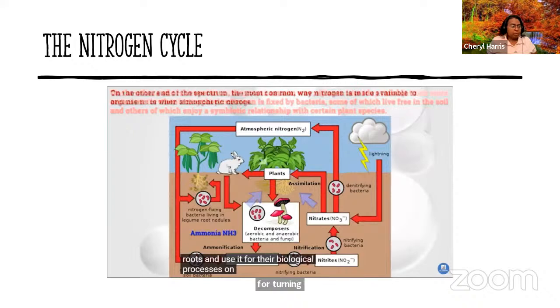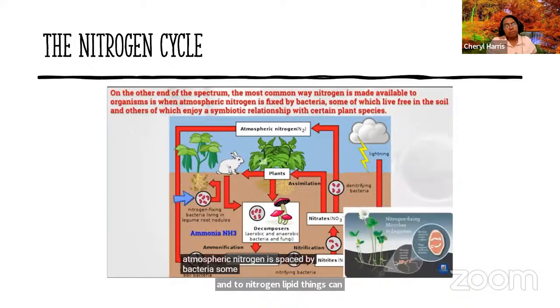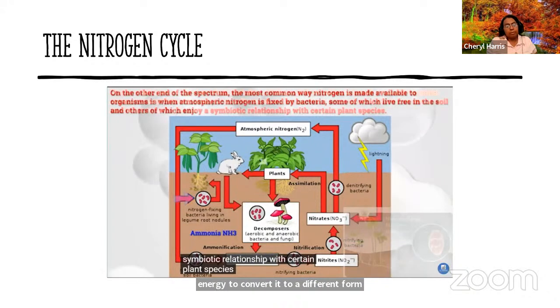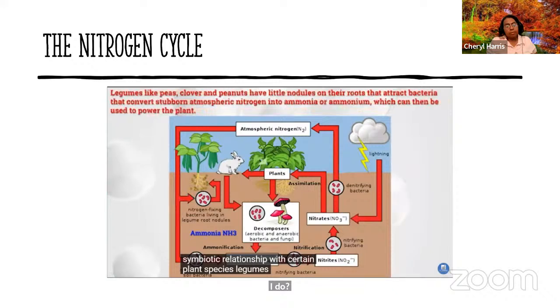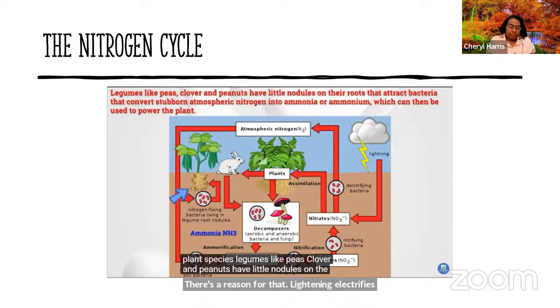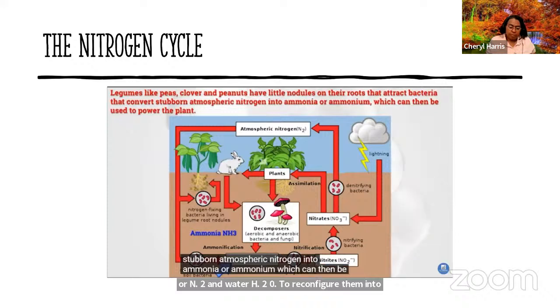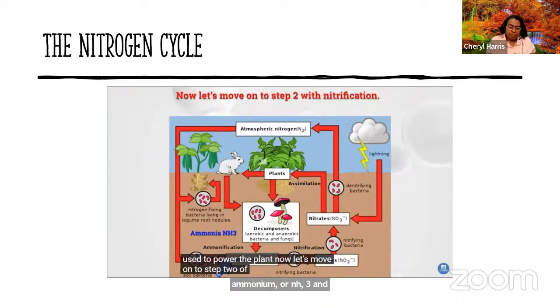On the other hand, the most common way nitrogen is made available to organisms is when atmospheric nitrogen is fixed by bacteria, some of which live free in the soil and others of which enjoy a symbiotic relationship with certain plant species. Legumes like peas, clover, and peanuts have little nodules on their roots that attract bacteria that convert stubborn atmospheric nitrogen into ammonia or ammonium, which can then be used to power the plant. Now let's move on to step 2 with nitrification.